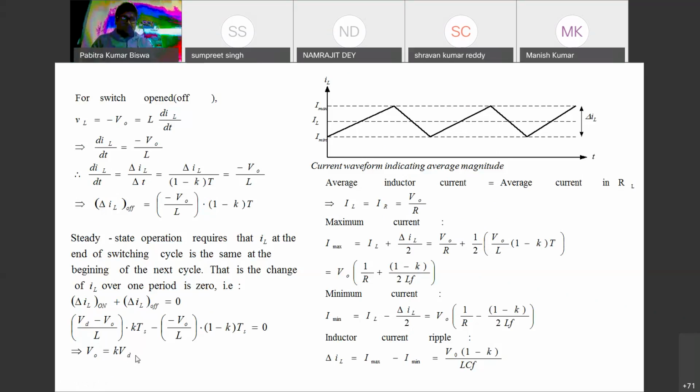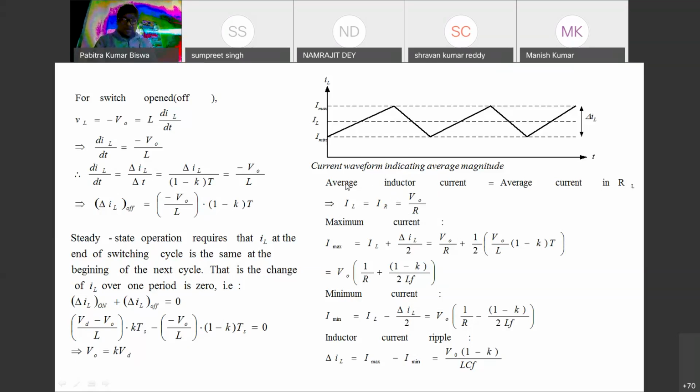Now you have to change the k value from 0 to 1. Then the output voltage will not increase; it will decrease. Now this is from the current waveform. From the current waveform, the average inductor current is equal to the average load current. Then you have to write that V0 by R.